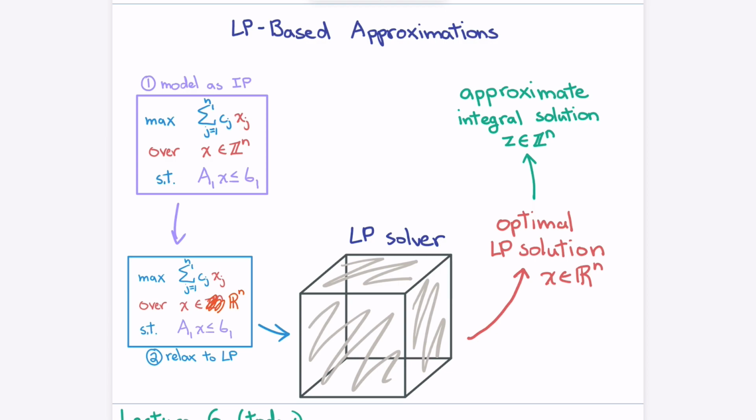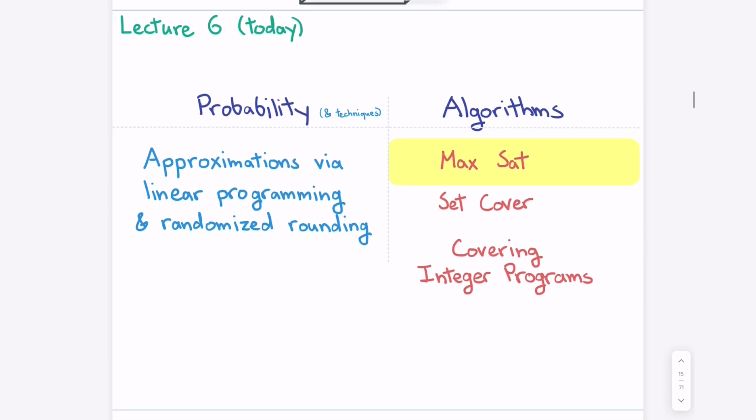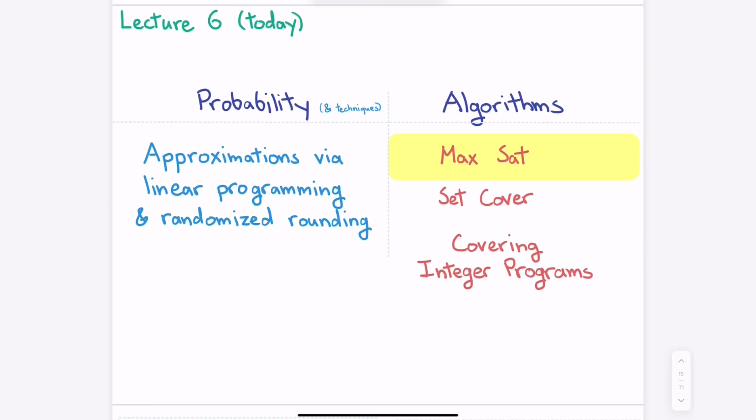You can teach a whole class on different approaches, but anyway, this step is sometimes called rounding, where you go from the continuous values to integral values. So that's the life cycle we'll be looking at, and we'll do a few problems to see why this is useful.